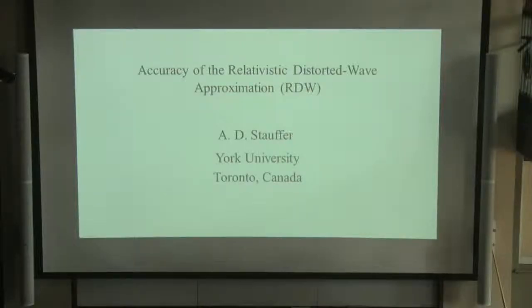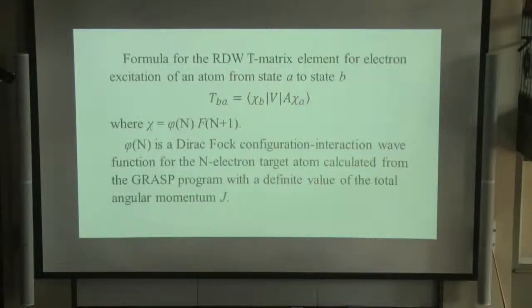Relativistic class, and I'd like to thank the organizers for inviting me to talk about this. What I want to talk about is the relativistic distorted wave calculations and trying to approximate the accuracy of these calculations. I should say that a lot of the work has been done by my own graduate students and a lot at the University of Roorkee, well, it's now called the Indian Institute of Technology at Roorkee, Reggie Srivastava and his students.